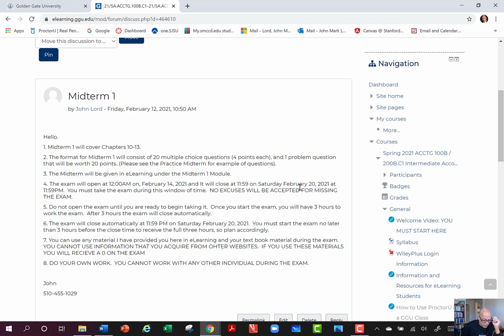Make sure you give yourself a full 3 hours, because it closes automatically. So you must start the exam no later than 3 hours before the close in order to receive the full 3 hours. So the latest you would start the exam would be 9 p.m. on Saturday night. Don't do that. Pick a day that's available for you where you can be undistracted, get the full 3 hours to work those questions.